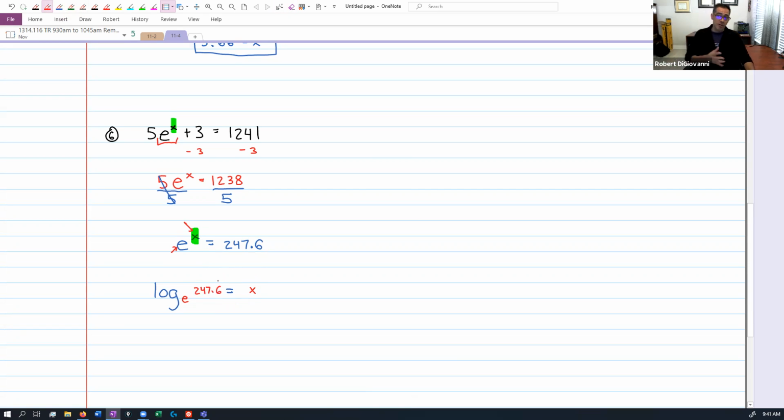And that must equal this number, 247.6. And if you're ever unsure, just do the loop real quick. E raised to the X equals 247.6. Check, because that's what I had here.